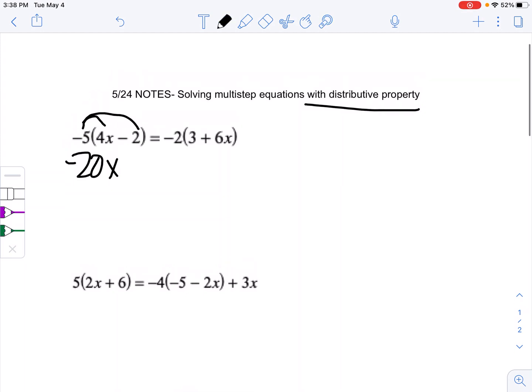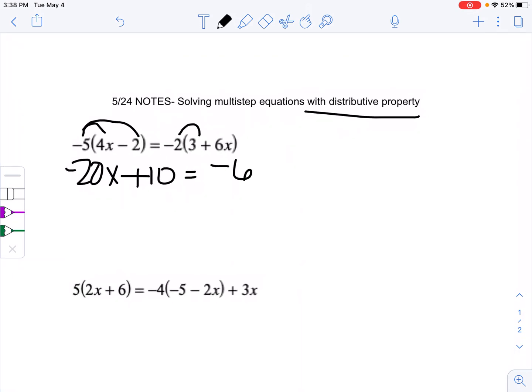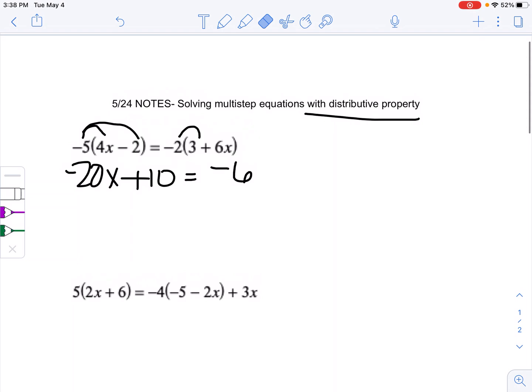So it's going to be positive 10 equals, and then over here I'm going to distribute the negative 2. Negative 2 times 3 is negative 6, plus, that would be minus, negative 2 times 6x, which would be negative 12x. And I don't have any like terms to combine on either side of the equation, so I'm going to get my x's on the same side.